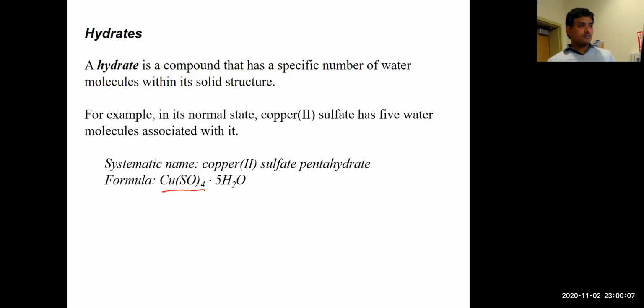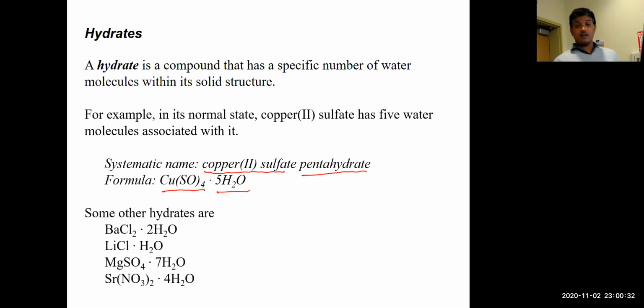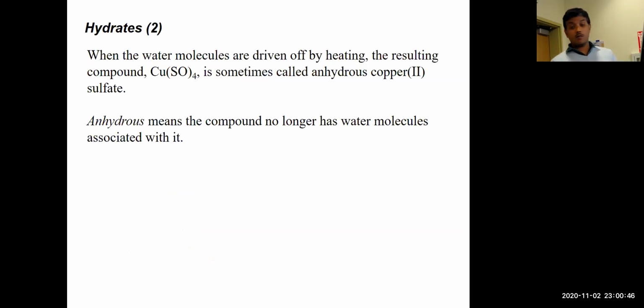For example, CuSO4 is named copper 2 sulfate, but it has the ability to attract 5 water molecules. So once you name CuSO4 as copper 2 sulfate, you need to tell how many water molecules it is attracting by saying pentahydrate. So the name is copper 2 sulfate pentahydrate. Similarly, there are some other compounds with a similar nature: barium chloride dihydrate, lithium chloride monohydrate, magnesium sulfate heptahydrate, strontium nitrate tetrahydrate. That's how you would name them.